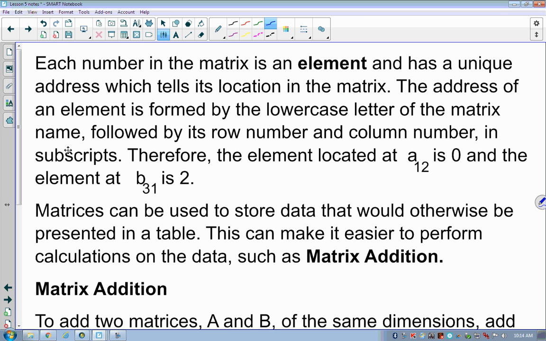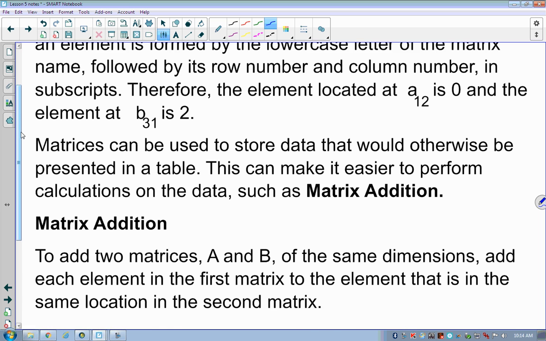So the address of an element is formed by the lowercase letter of the matrix name, followed by the row number and column number, in subscripts. Therefore, the element located at what we saw on the other page, first row, second column was 0, and at B, third row, first column was the number 2. Matrices can be used to store data that would otherwise be presented in a table, and this can make it easier to perform calculations on the data, such as matrix addition.